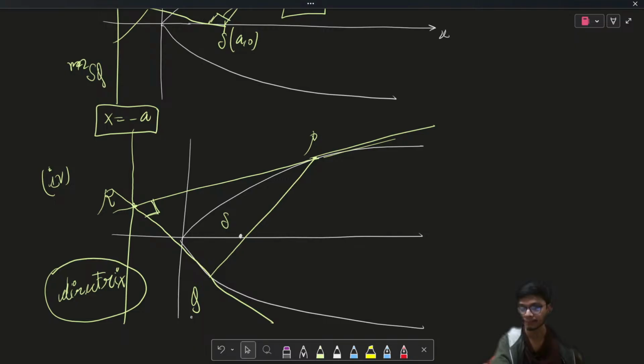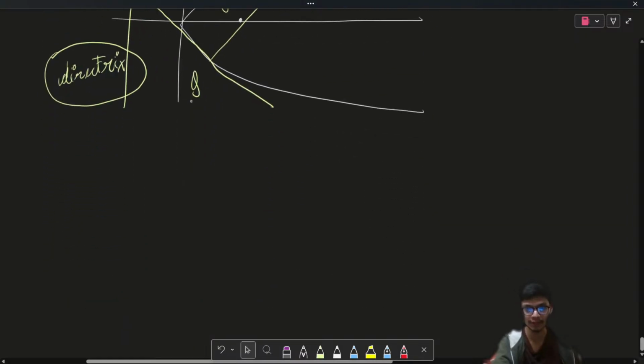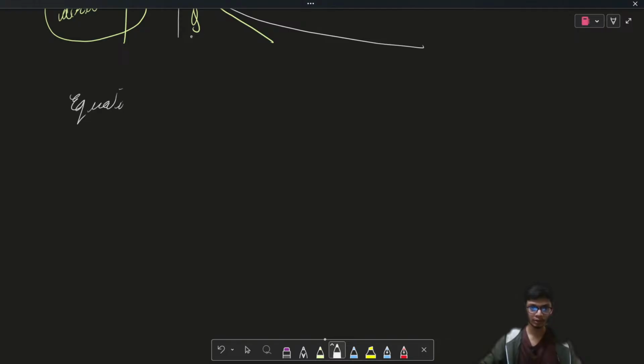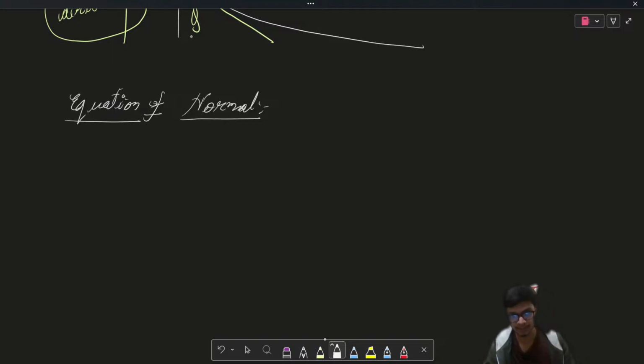Our next topic is to discuss the equation of normals. As we are done with the equation of tangent, let us now go into the discussion of the equation of normal. In the case of a circle, the normal was simply a straight line passing through the center, because the radius is always perpendicular to the tangent. But in the case of a parabola, there can be scope of drawing three normals from a given point. Let us see how we can do that.